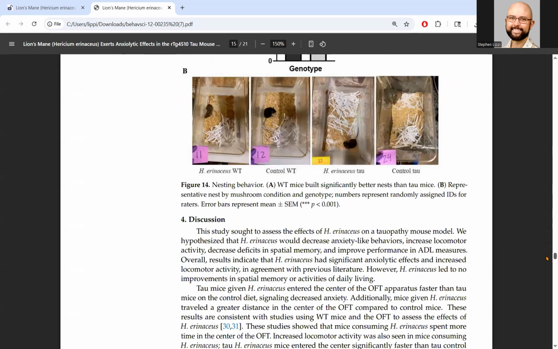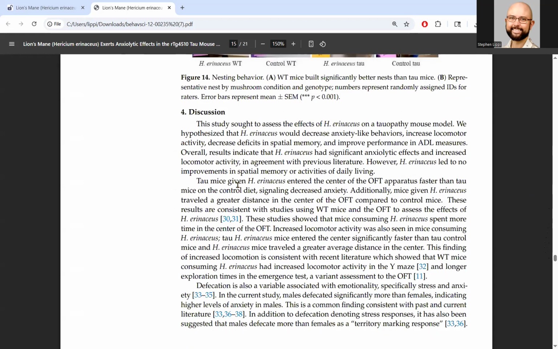Once we provide all of our results, notice that the first paragraph of our discussion section is really a summary. So this study sought to assess the effects of Hericium erinaceus on a tauopathy mouse model.